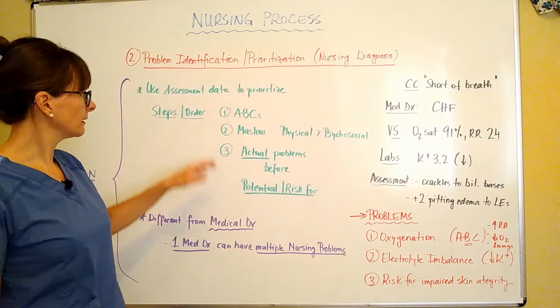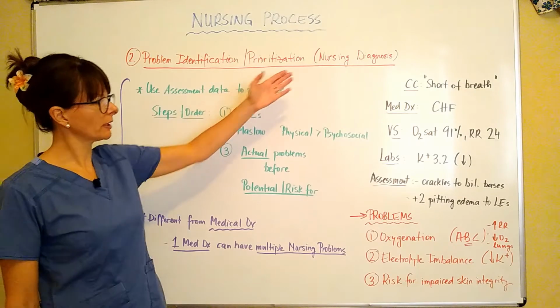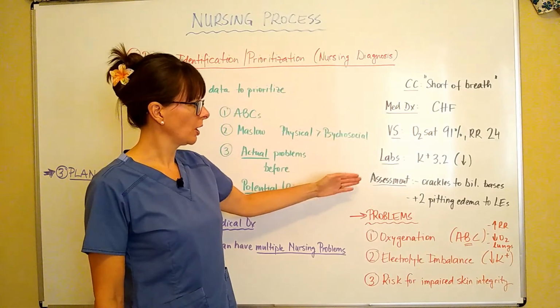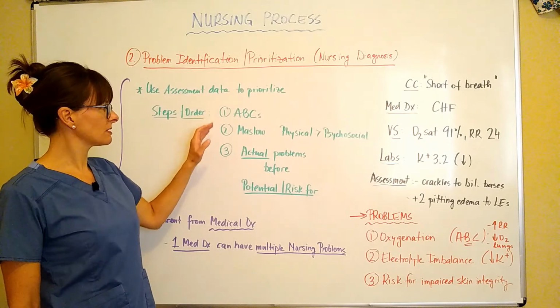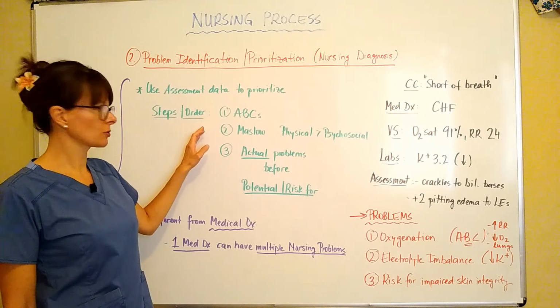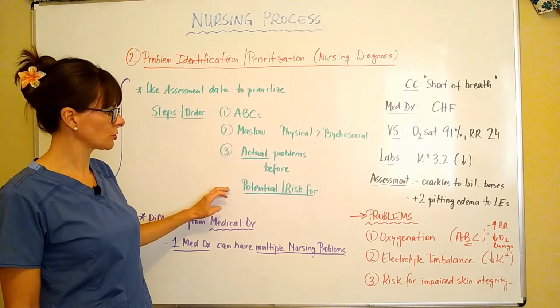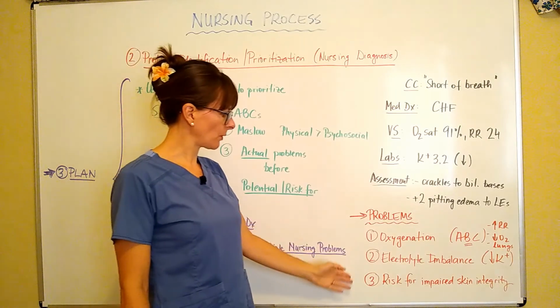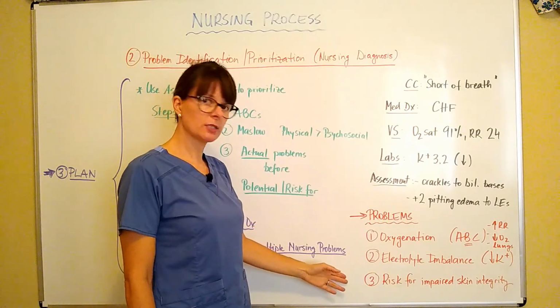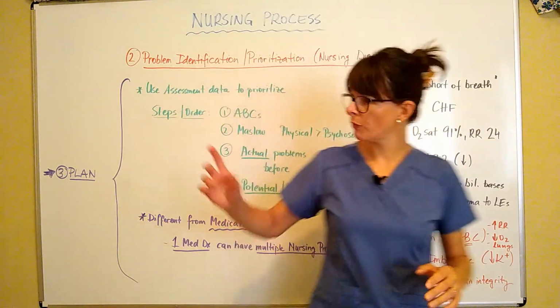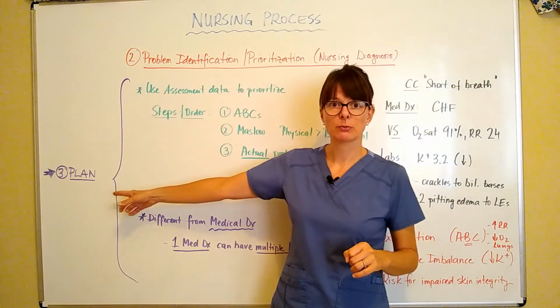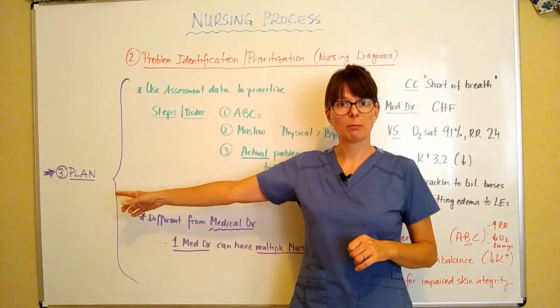So keep in mind the order here. We look at the assessment data from step 1, we identify what is abnormal, we go in the order of ABCs, physical greater than psychosocial, and then actual before potential problems, and we come up with our problem list. Once we've established the problem list, we are ready to move on to phase 3 of the nursing process and come up with the plan of care.